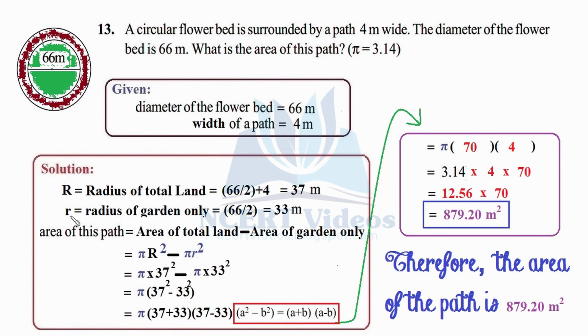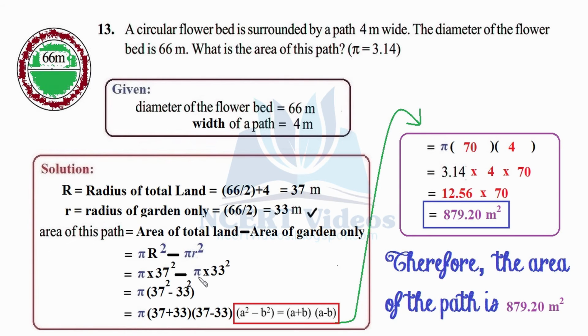Now r, that is the smaller radius of the garden, we have already discussed, that is 66 over 2, that is 33 meter. Found the radii. Now we are in a position to find areas. The area of the total path will be the area of total land minus the area of this garden, already discussed. So pi R square for the complete land minus pi small r square for the garden. So pi, capital R is found here, 37 meter. So 37 square. We will write units in the answer only.